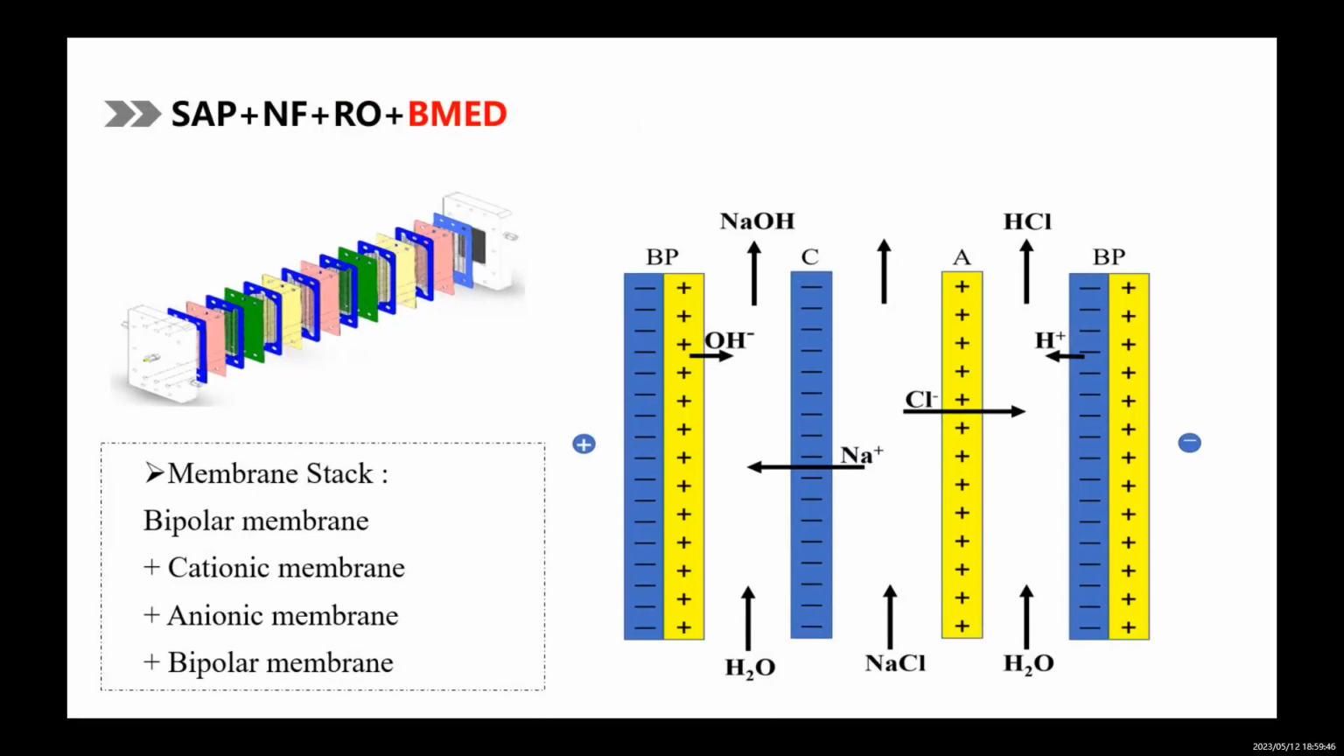After sodium chloride enters the equipment, sodium ions in the solution pass through the cationic membrane and combine with hydroxide ions to form sodium hydroxide, and chloride ions pass through the anionic membrane and combine with hydrogen ions to form hydrochloric acid, so that we can reuse the acid and alkali.